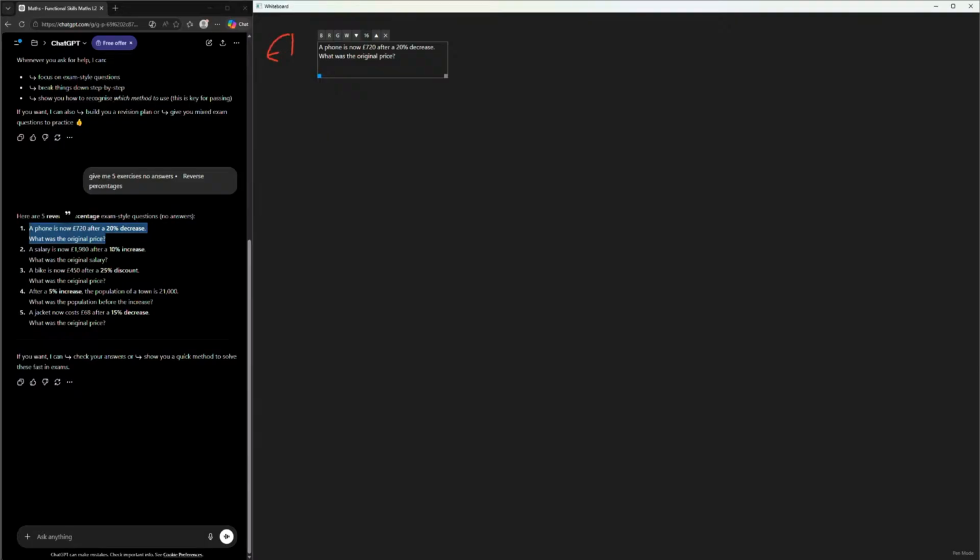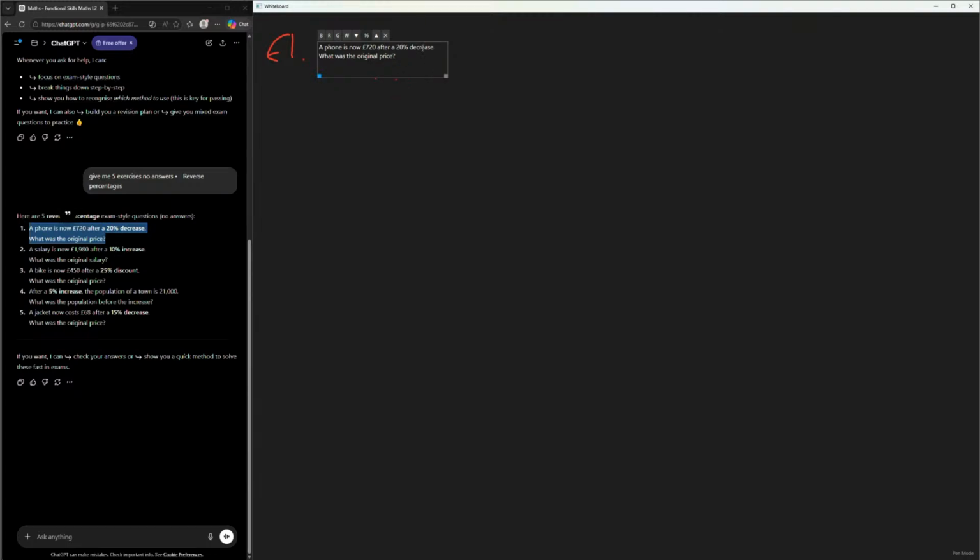This is question 1. So what is the question asking? A phone is now 720 pounds after a 20% decrease. What was the original price?